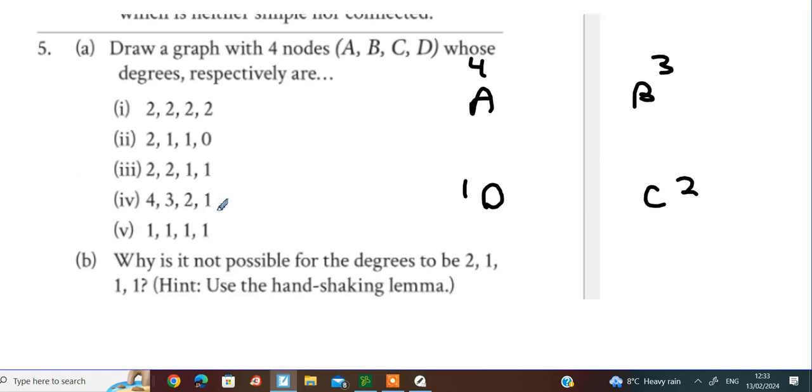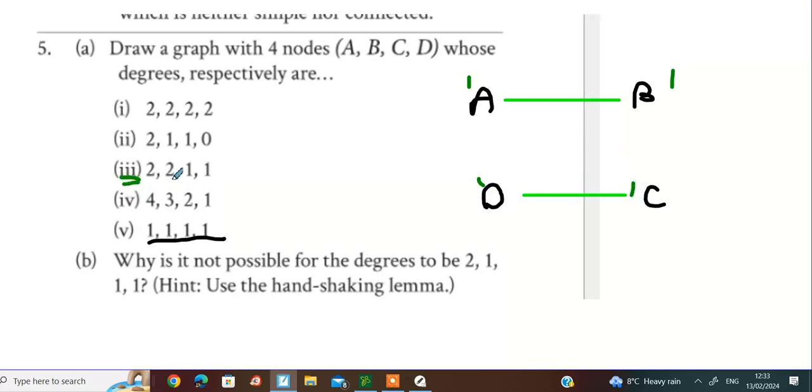So I did part 4 there. Part 5, 1, 1, 1, 1. Well, that's easy. Let's do A to B and D to C, and they're all 1s now. They're not a connected graph by any stretch of the imagination, but they're still all just 1s. I sort of skipped part 3 there, but that'd be grand.